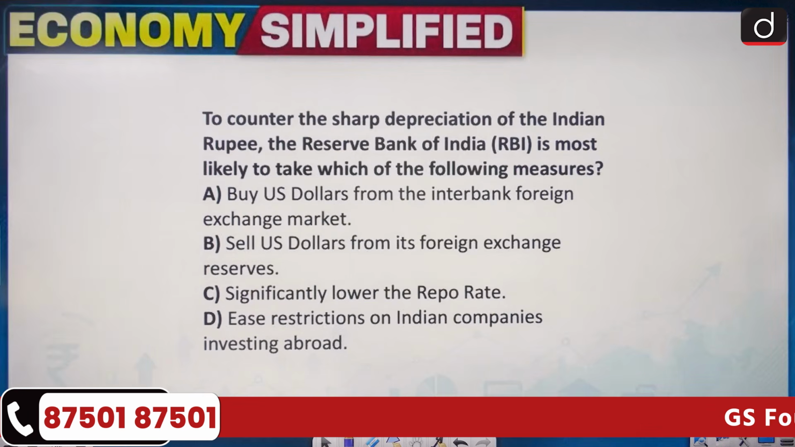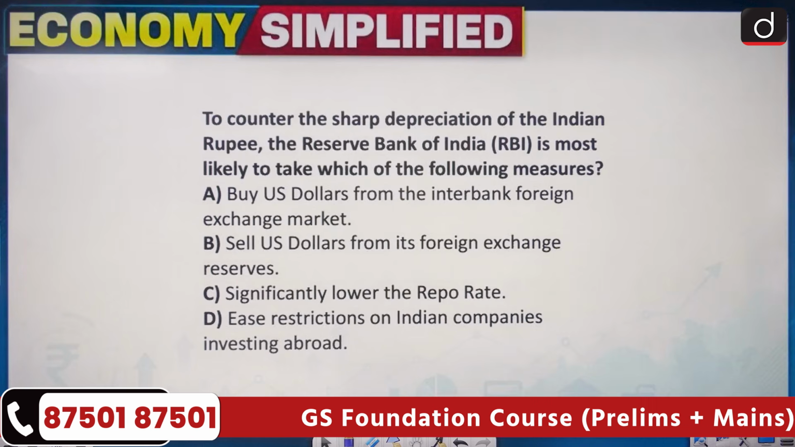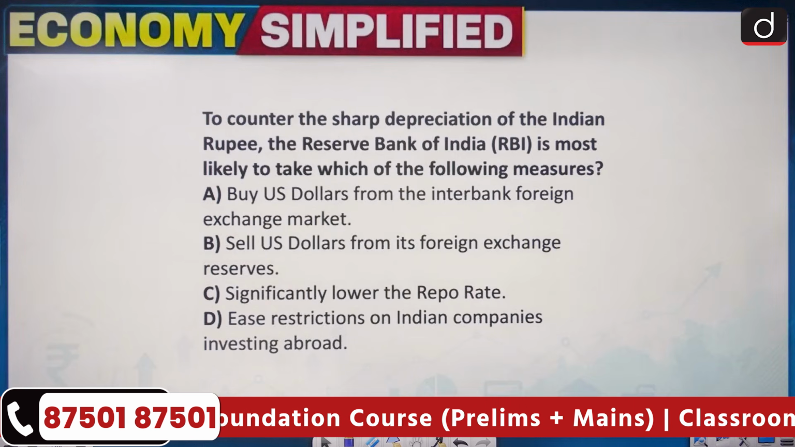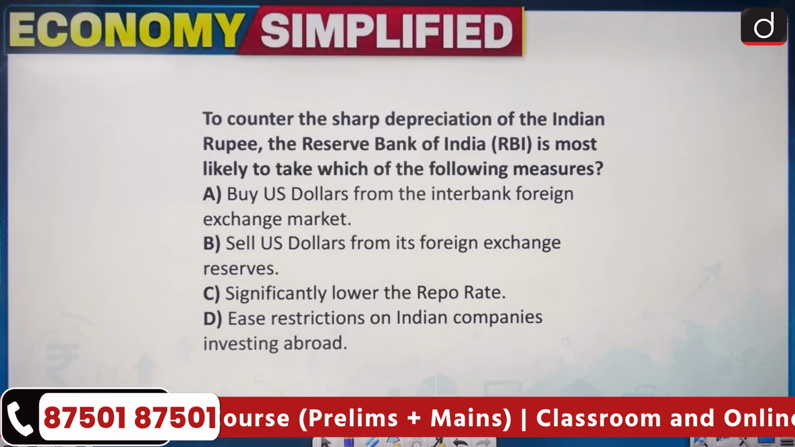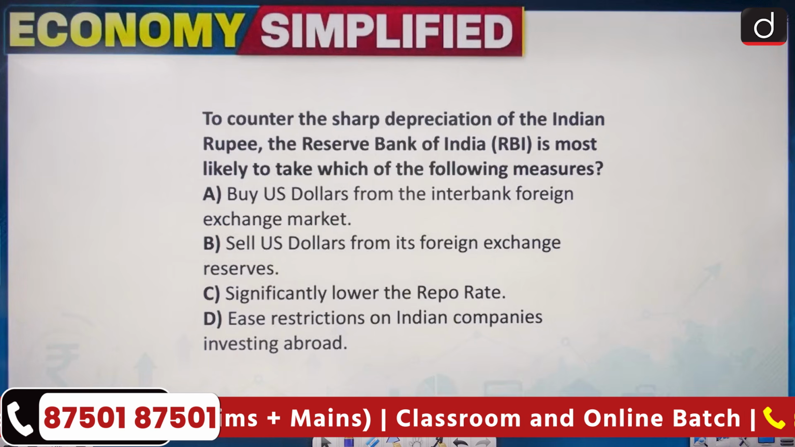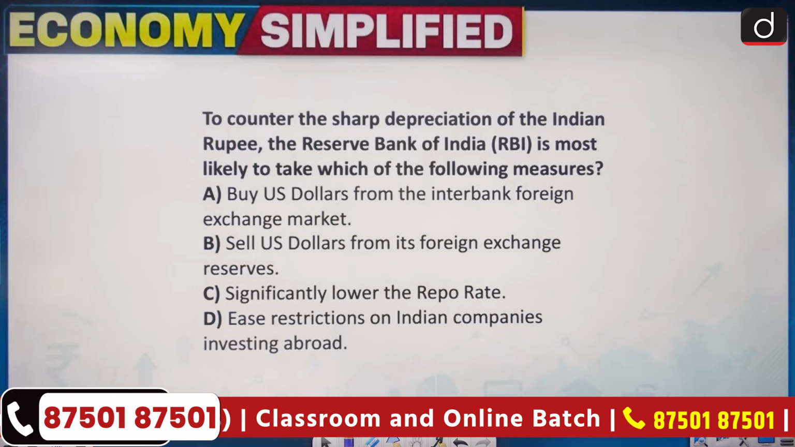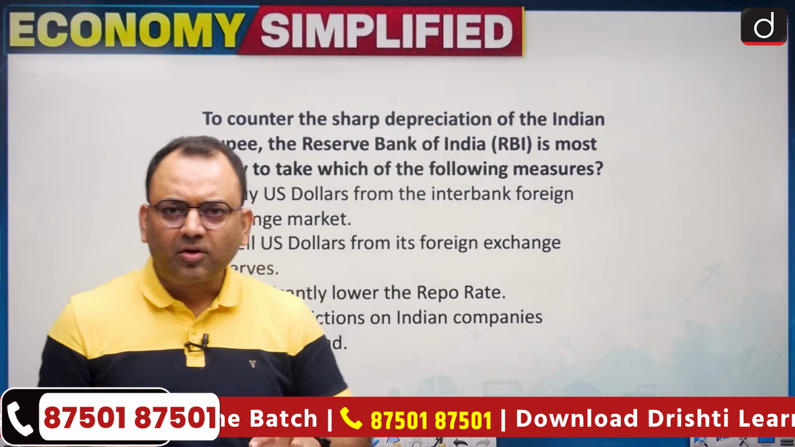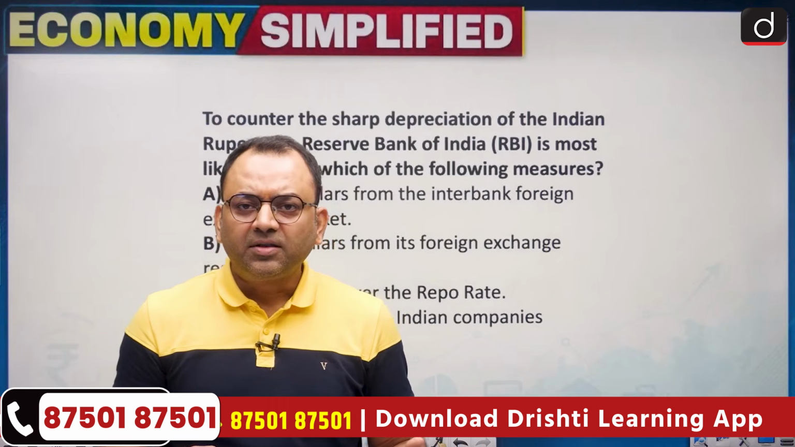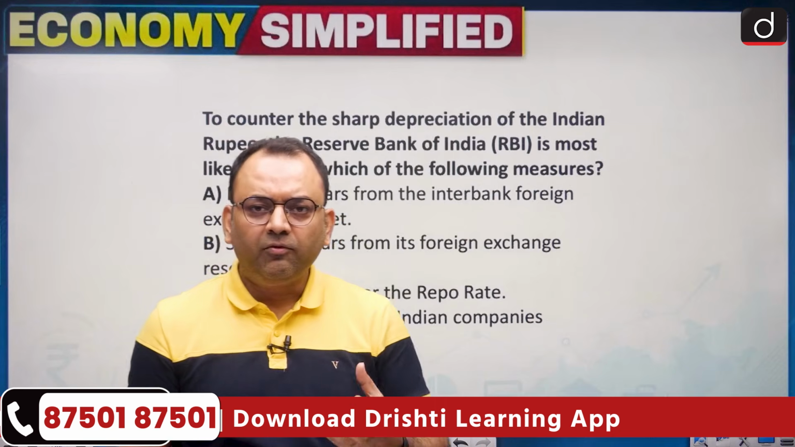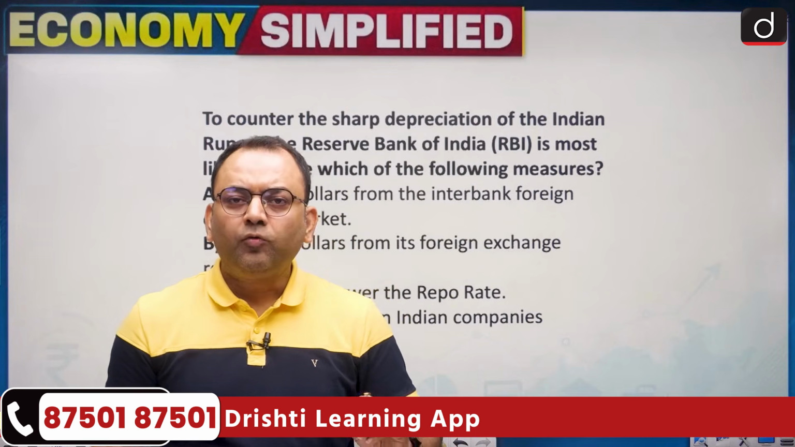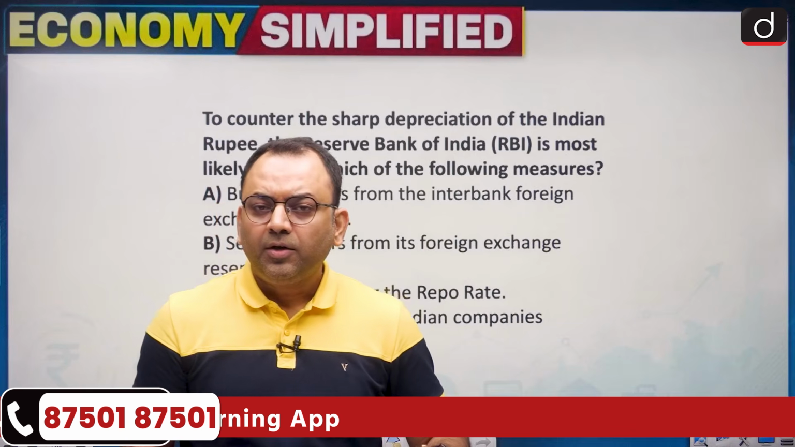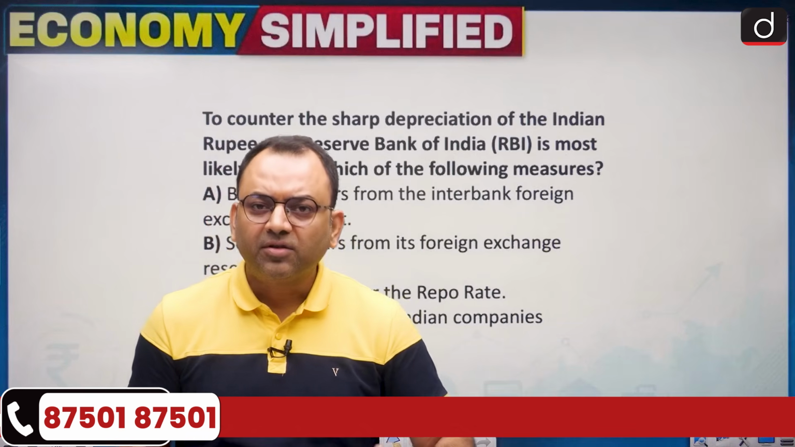Suppose we see one more question: to counter the sharp depreciation of the Indian rupee, the Reserve Bank of India is most likely to take which of the following measures? So the question is, what would the RBI do to check the rupee depreciation? So RBI should increase what? See, depreciation has taken place because the dollars are in short supply. Increase the dollars, and as a result the short supply problem will be addressed. So RBI will increase dollars in the market to check the sharp depreciation of the Indian rupee.